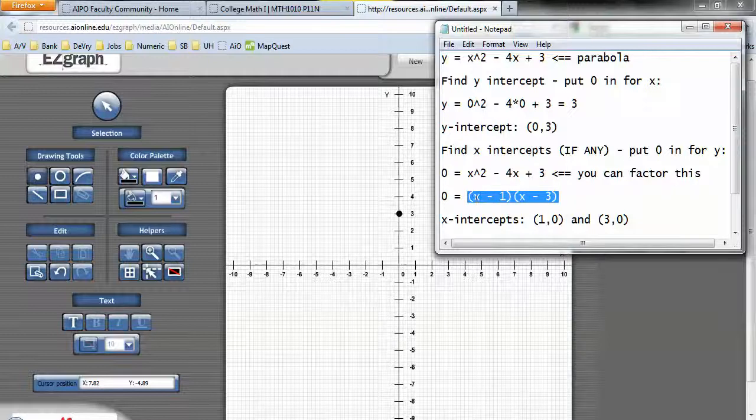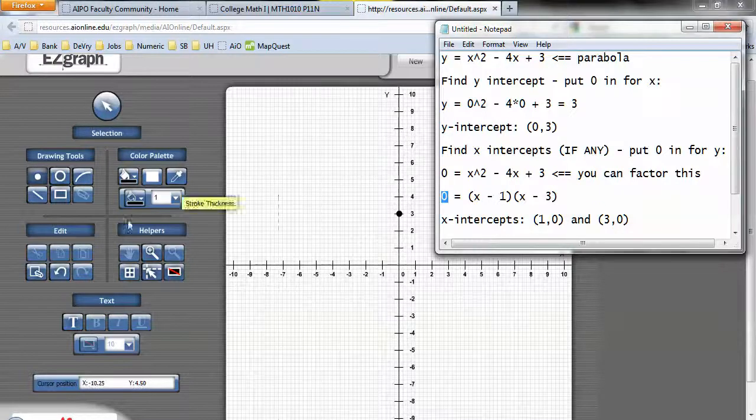When is this equal to 0? Well, it's either when x minus 1 is equal to 0 or when x minus 3 equals 0. Or when x equals 1 or when x equals 3. So we got those as the x-coordinates of our 2 intercepts. If I put 1 in for x, I get a 0 for y, as I can see here. And if I put 3 in for x, I would likewise get a 0 for y. So there's my two x-intercepts, 1, 0, and 3, 0.